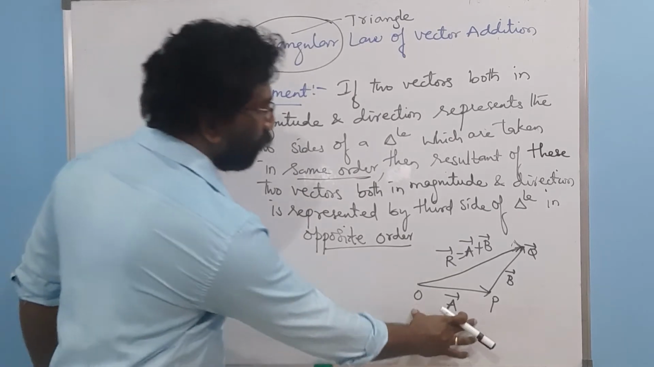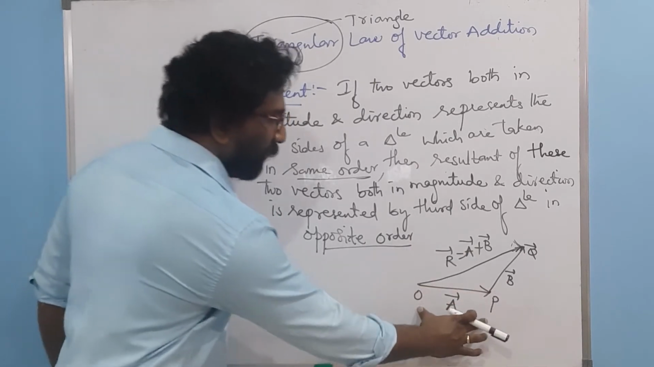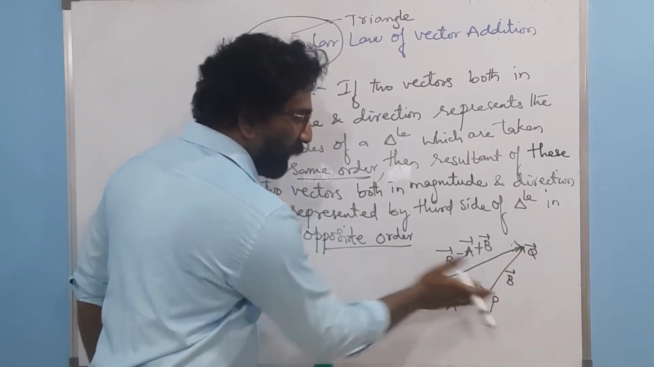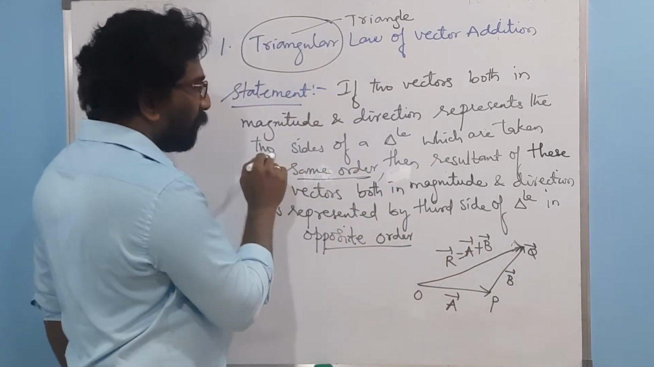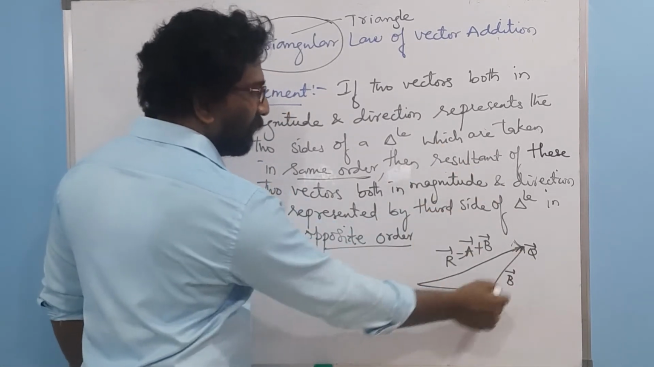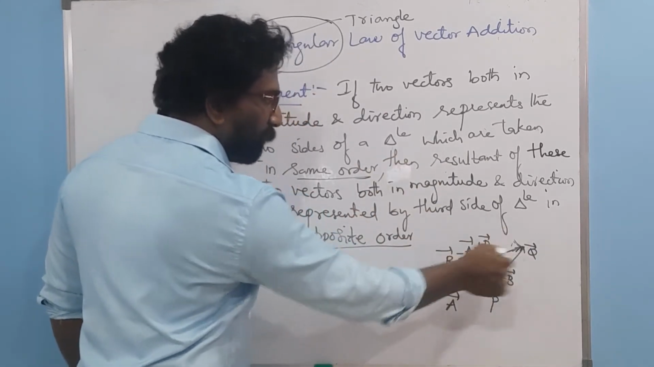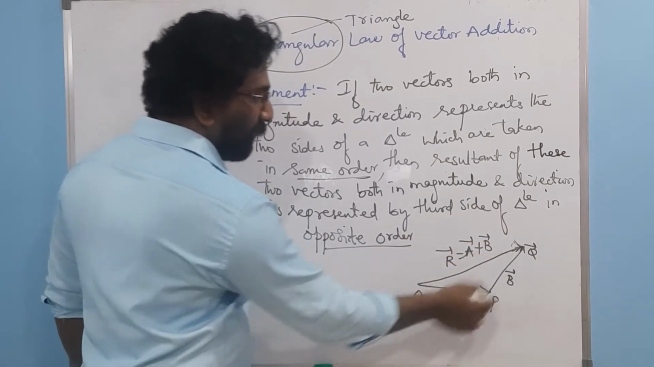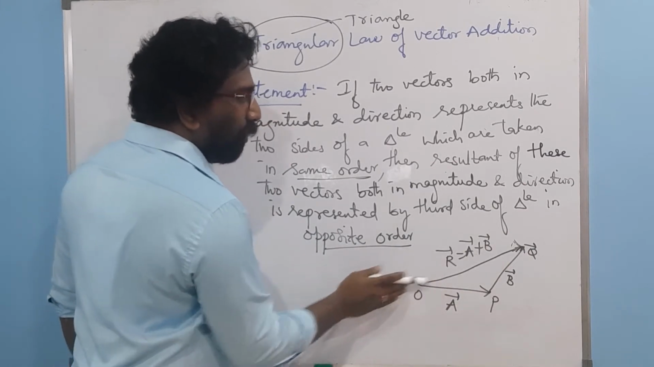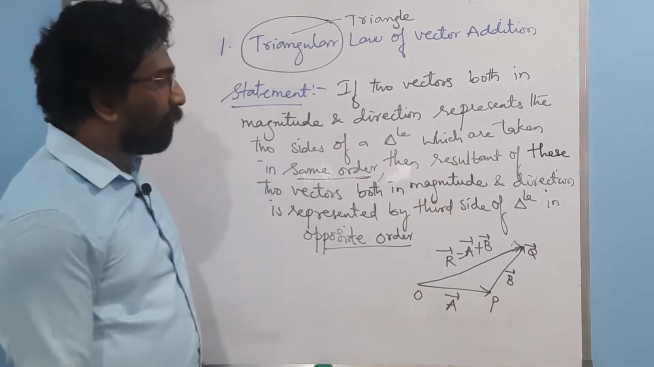If two vectors, A vector and B vector, both in magnitude, OP has got some magnitude and it has direction, represent the two sides of a triangle which are taken in the same order, meaning they are directed in the same order, then the resultant vector of these two vectors is represented by the third side of the triangle, which is in opposite direction to these two vectors. So that is the statement of your triangular law of vectors.